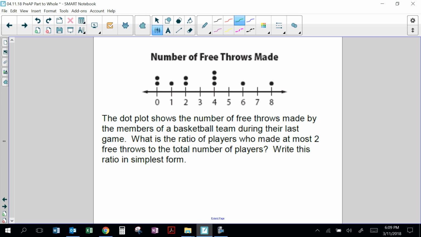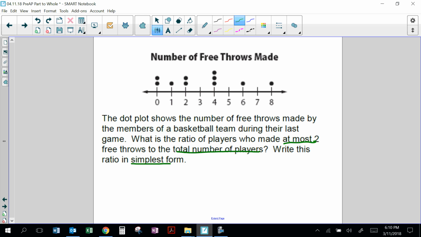So we are given a dot plot. There are dots there, and it's plotted. This dot plot shows the number of free throws made by the members of a basketball team during their last game. What is the ratio of players who made at most 2 free throws to the total number of players? Write it in simplest form.